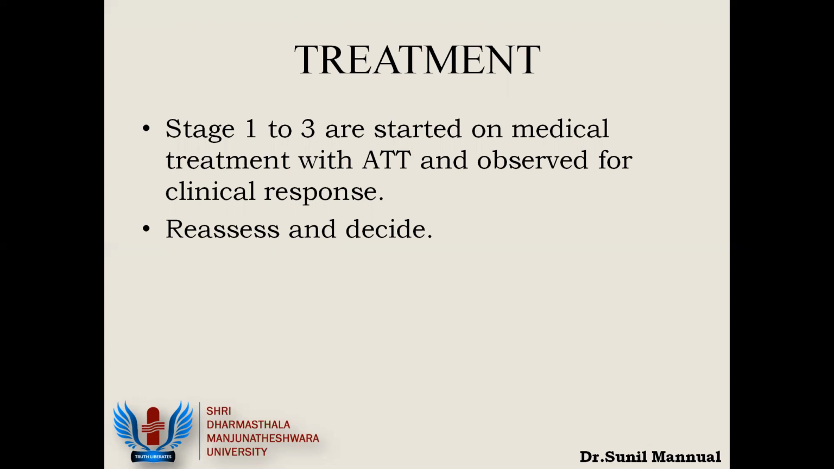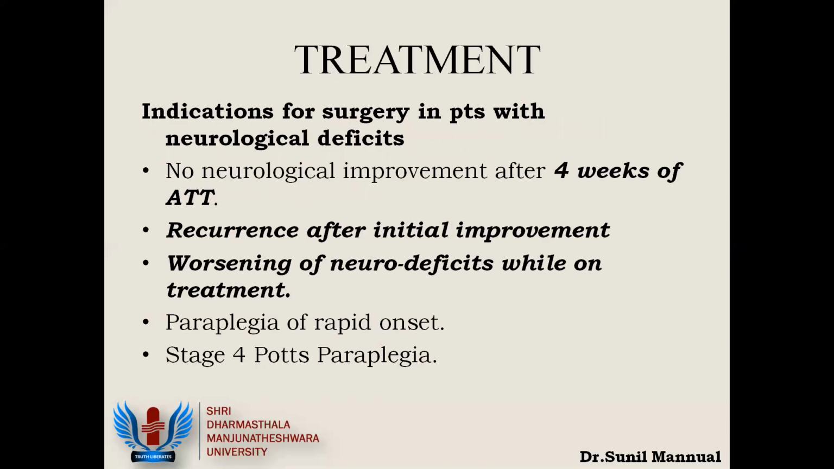So as I mentioned, no improvement with 4 weeks of ATT. Or the second thing would be recurrence after initial improvement. Initially it shows some improvement, then again recurrence, then worsening of neurodeficits. Like you came to us with power grade 1, and then the grades of power are worsening. So there's no point in waiting. Straight away we'll go for a surgical treatment. So in surgery, what do we do? We do disease clearance, and then we stabilize the spine.